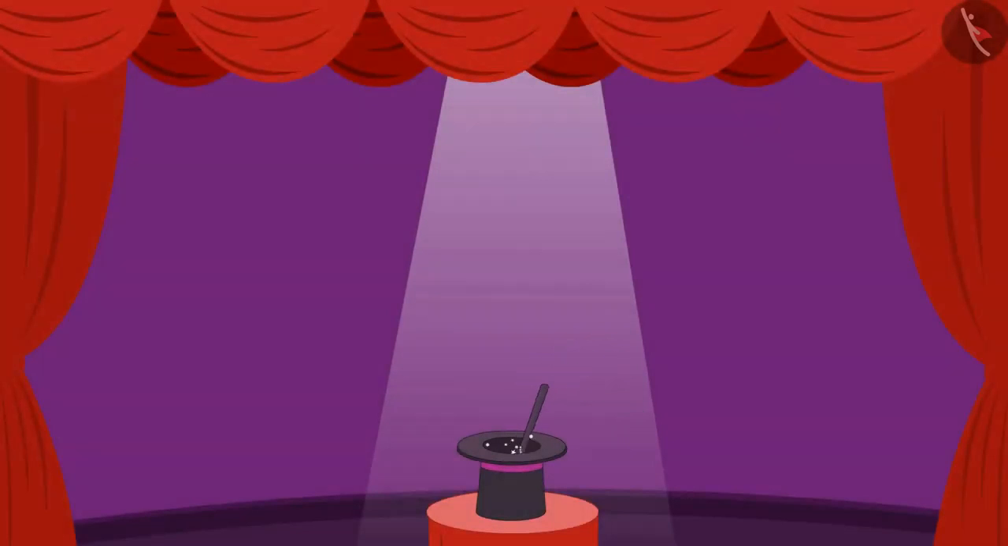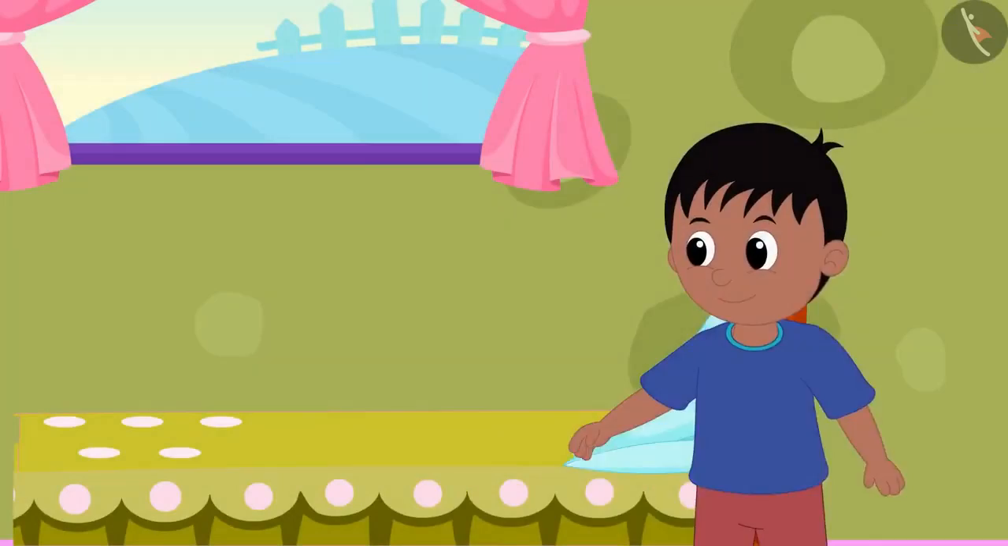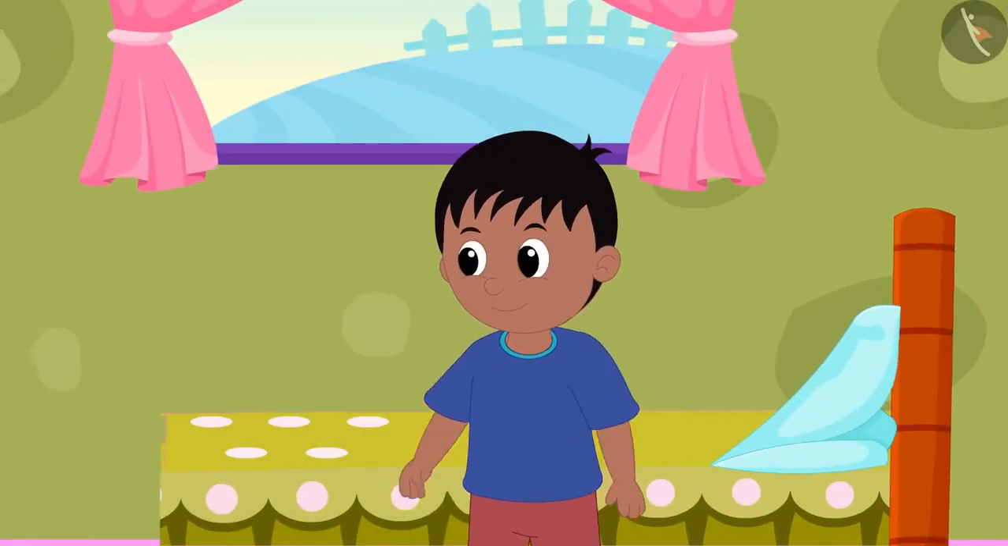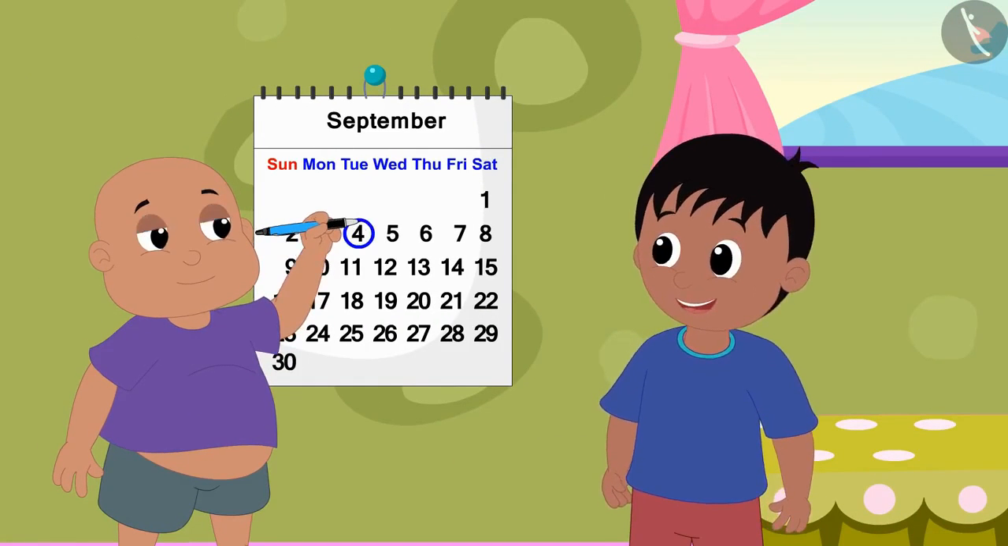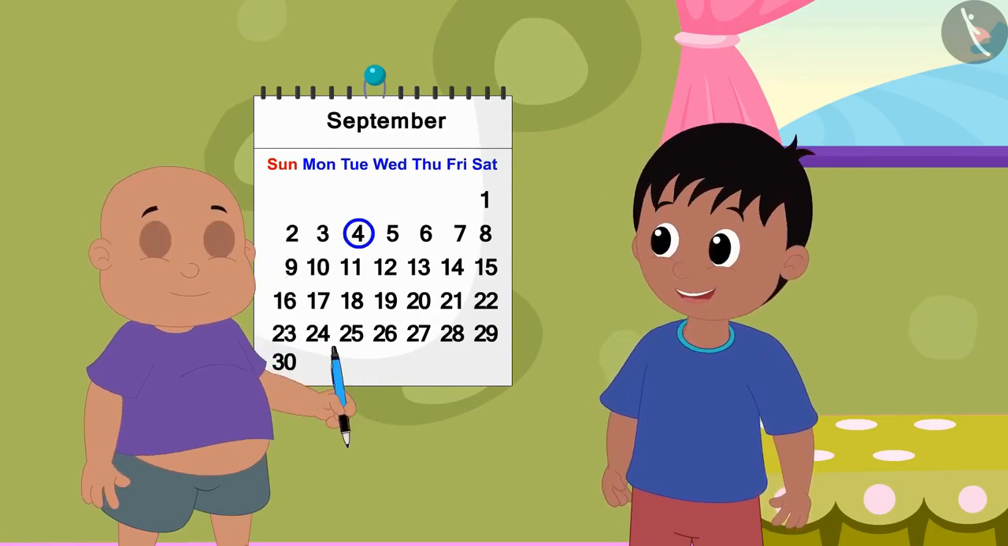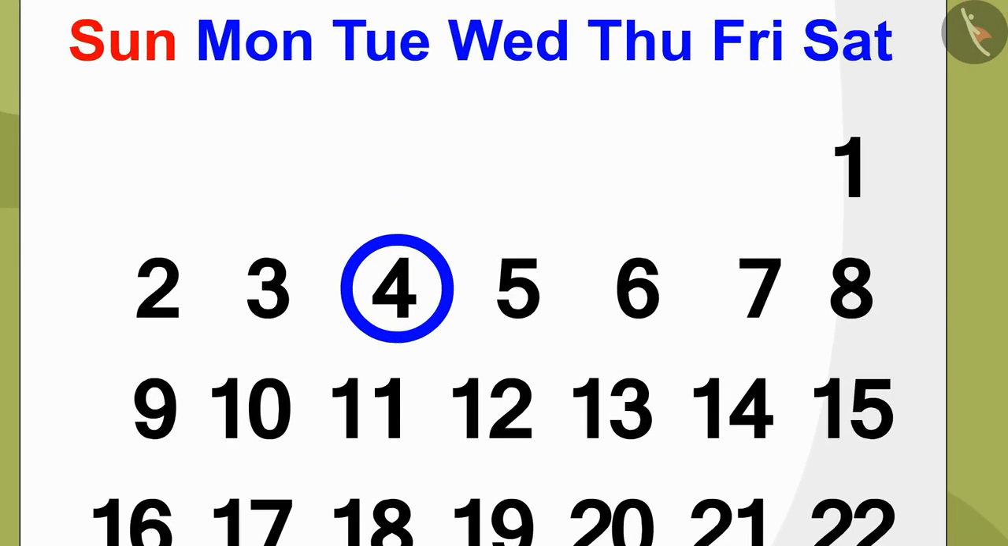Hello children! In this video, we will learn about what are common multiples. Raju has come to Bablu's house. When he reached Bablu's house, he saw that Bablu was drawing circles on some dates on his home calendar like this.